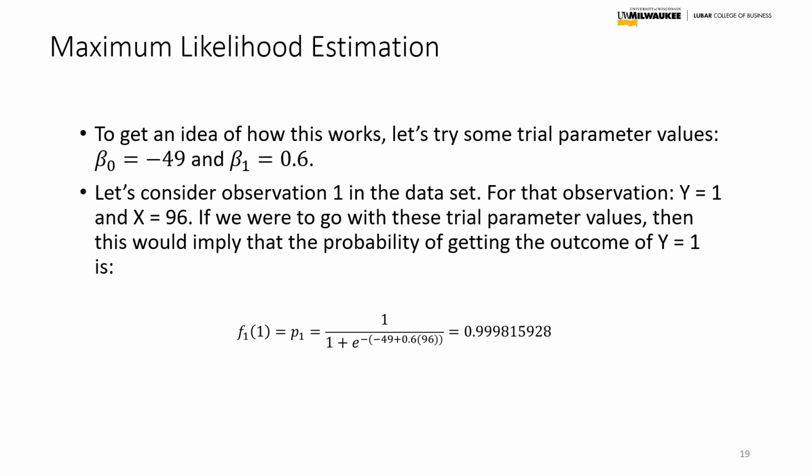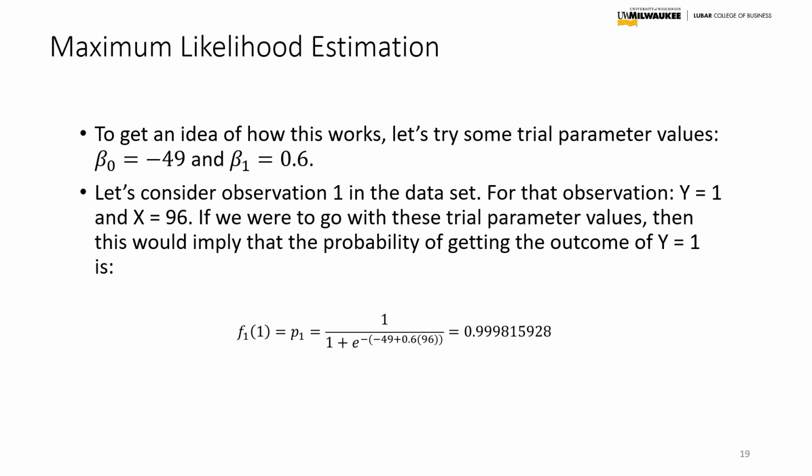How do we find values for the parameters that maximize log likelihood? The answer in the end is to use mathematical techniques such as calculus or numerical methods. But before we let software do that, let's play a little bit and search by trial and error. Hopefully this will give you a better sense of the maximum likelihood idea. So I'm going to pick a couple trial parameter values. In particular, let me take beta 0 to be minus 49 and beta 1 to be 0.6.